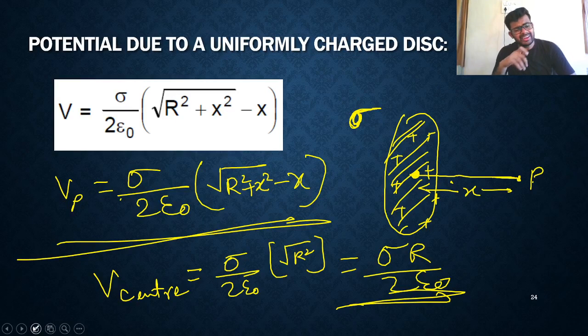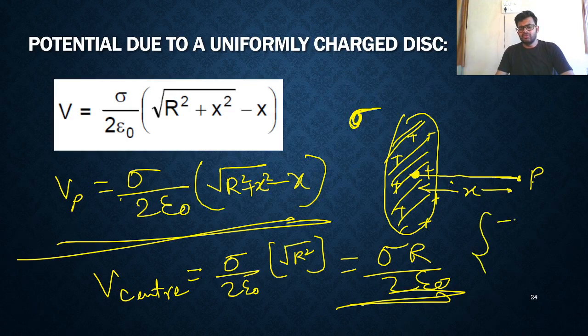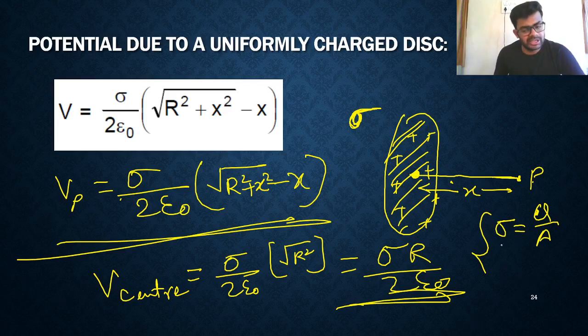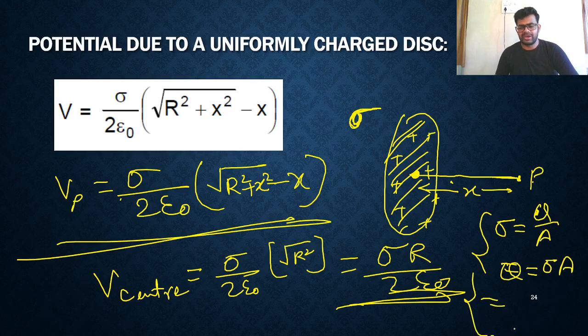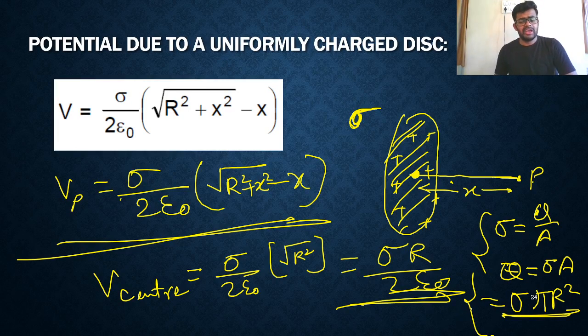If instead of sigma the charge q is given, how will you find it? All of you know sigma is charge divided by area. Why area? Because this is a disk. If it is a sphere, then we'll write volume, but this is a disk, so sigma equals charge divided by area. So charge equals sigma into area. The area of the disk is pi r square, because this is a circle, so charge is sigma into pi r square. So you can use this formula. These are the formulas you need to remember.